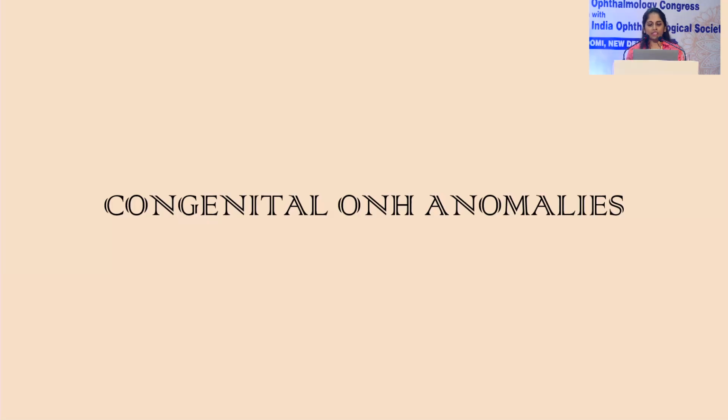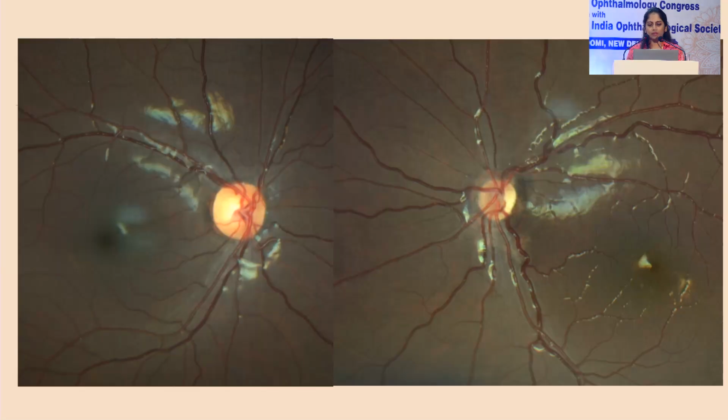Moving on to congenital optic nerve head anomalies. So this is a fundus picture of a child. You can see on the right side it is a normal looking disc. In the left side you can see a smaller disc, and you can see a peripapillary pigmentation, and the vasculature, if you compare to the disc, looks a little larger and more tortuous. So what is this condition? This is a case of optic nerve head hypoplasia.